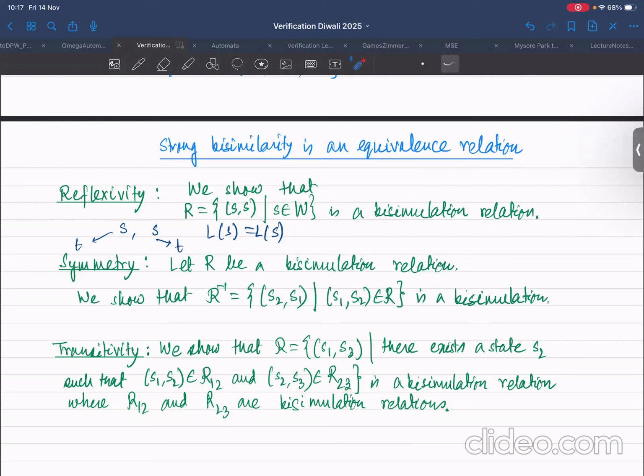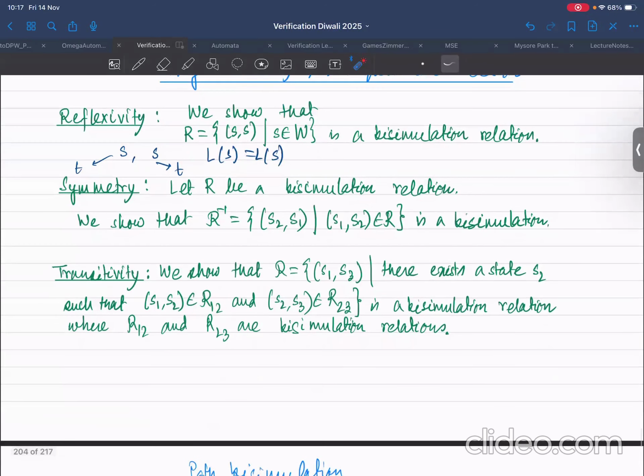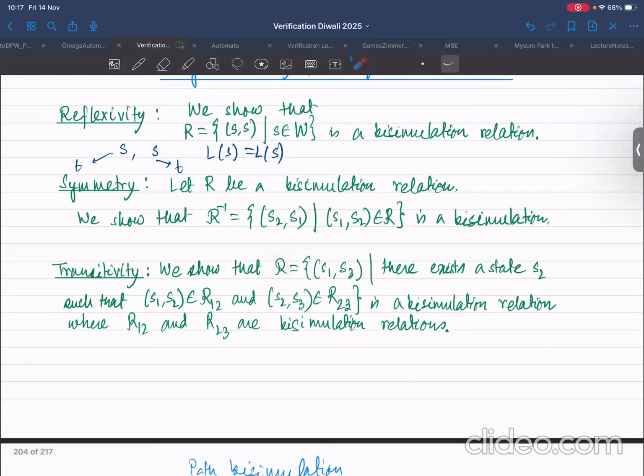Okay, and now we should be able to prove that indeed this relation R, the way we have constructed it here, is also a bisimulation relation. So why should it be the case? Why should this R be a bisimulation relation? Can someone say?